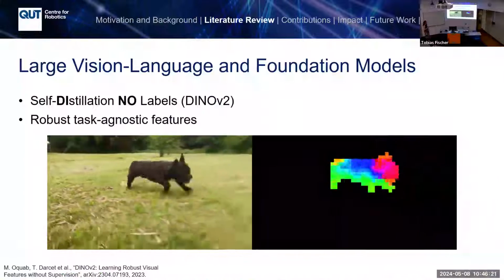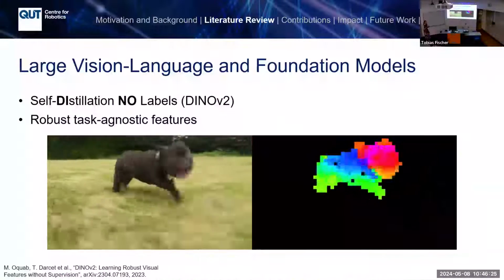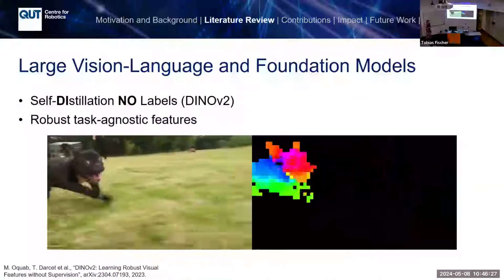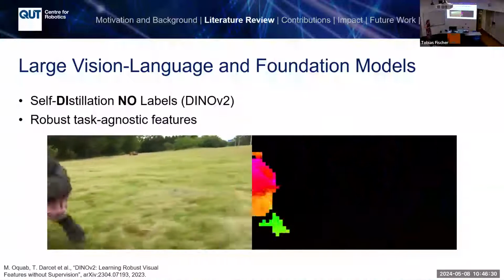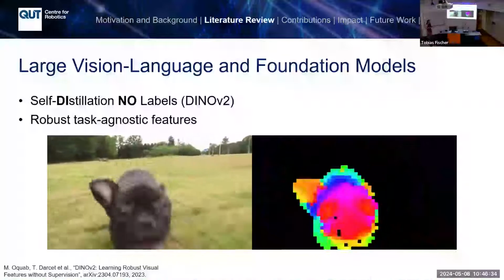Another noteworthy model is the DINOv2 model. Now, this aims to produce really robust task-agnostic features. So with this model, we aim to use it in our 4th contribution and see whether these features are useful in domain-specific tasks.